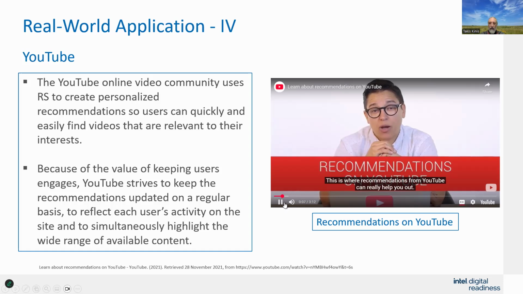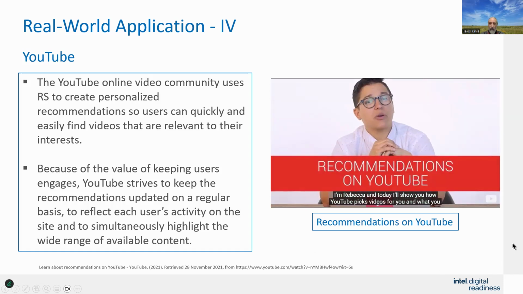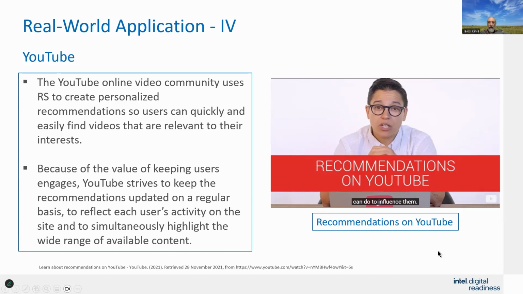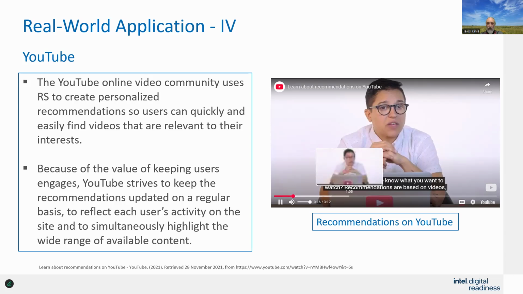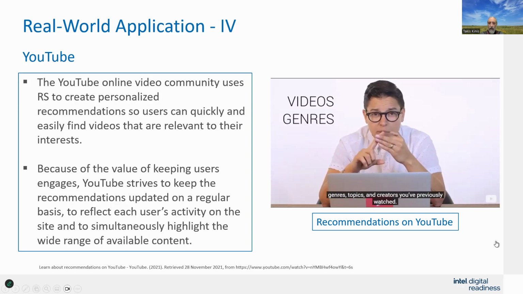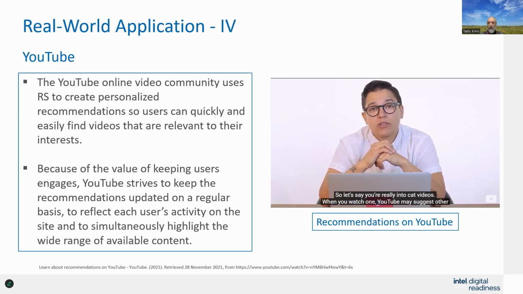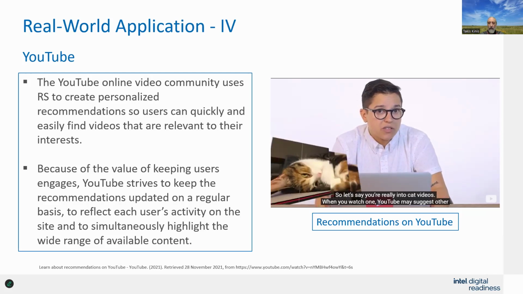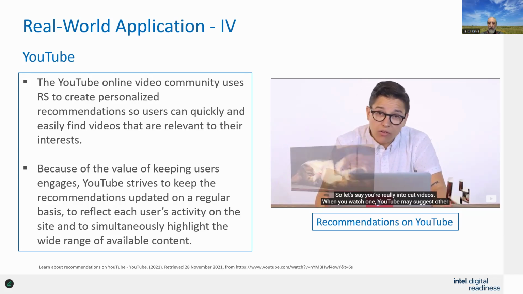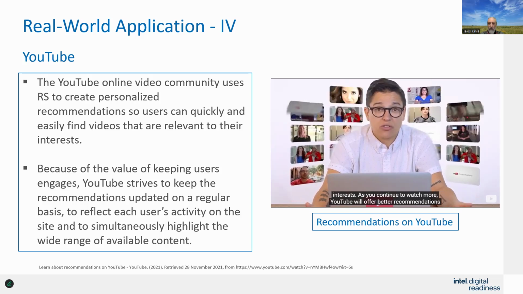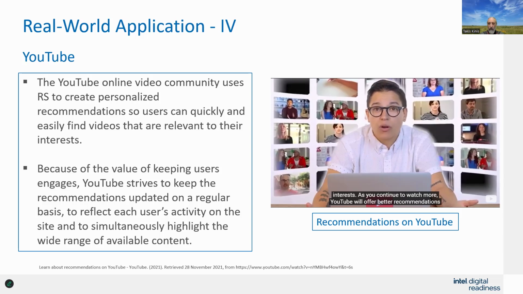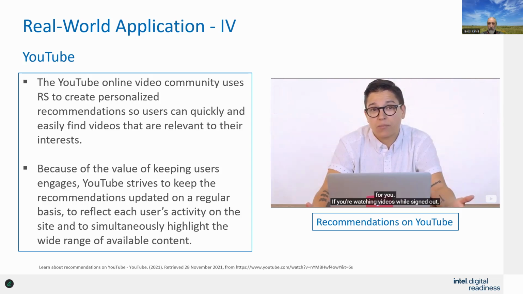From YouTube can really help you out. I'm Rebecca, and today I'll show you how YouTube picks videos for you and what you can do to influence them. So how does YouTube know what you want to watch? Recommendations are based on videos, genres, topics, and creators you've previously watched. So let's say you're really into cat videos. When you watch one, YouTube may suggest other cat videos or more animal videos in general. This basically applies to anything you watch on YouTube. No matter what you're interested in, YouTube can find videos that fit your interests. As you continue to watch more, YouTube will offer better recommendations for you.